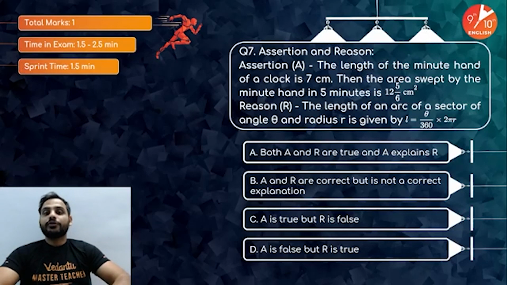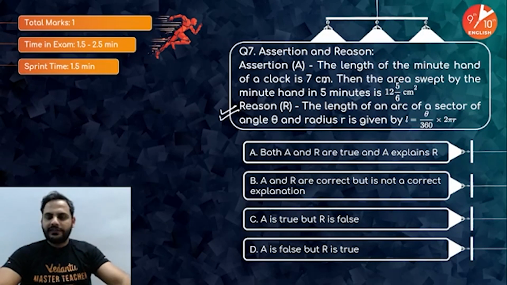What if I get to know that the reason is wrong? I don't even have to solve the first one, because if one of them is wrong, the other one must be correct. The reason says the length of an arc of a sector of angle theta and radius r is given by theta by 360 into 2 pi r. So the reason is the correct statement. The length of an arc is theta by 360 into 2 pi r. So let's solve the assertion.